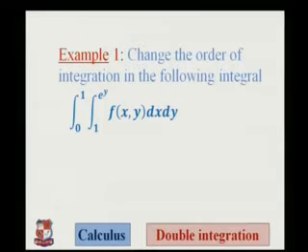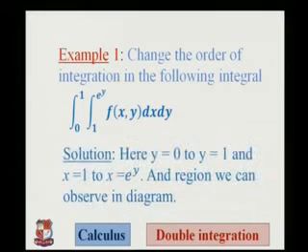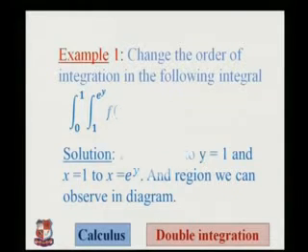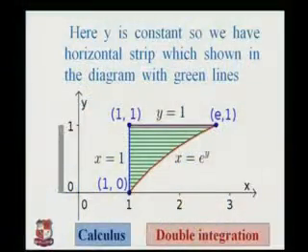So, outer limit हमारी है y की और inner limit that is for x. So, here we can see that y is equal to 0 to 1 and x running from 1 to x is equal to e raised to y, and we can observe the diagram in this slide. Look in the slides that here y is a constant. So, we have a horizontal strip, which is shown in the diagram with the green lines.